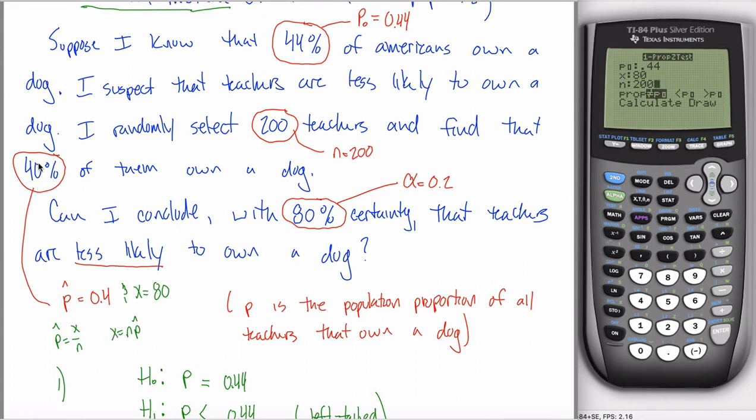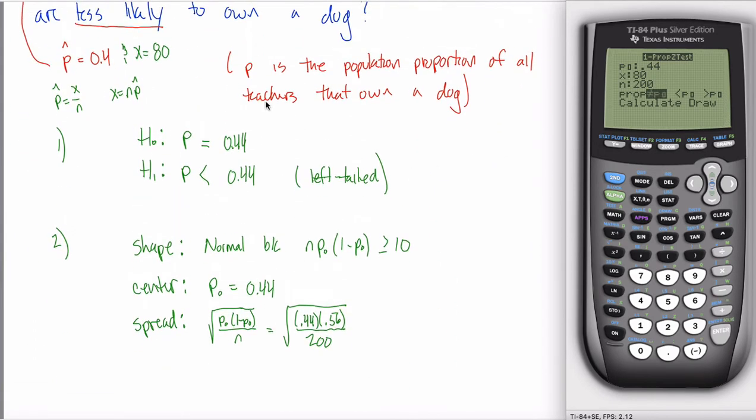You want to be able to see this number and recognize p hat and x are really both given to you. Sometimes, if the problem's being friendly, they'll just give you x right off the bat. That's fine. But if they give you p hat, make sure that you can come up with x. X is 80, n is 200. Now it asks me what my claim is. My claim is that p is less than 0.44.